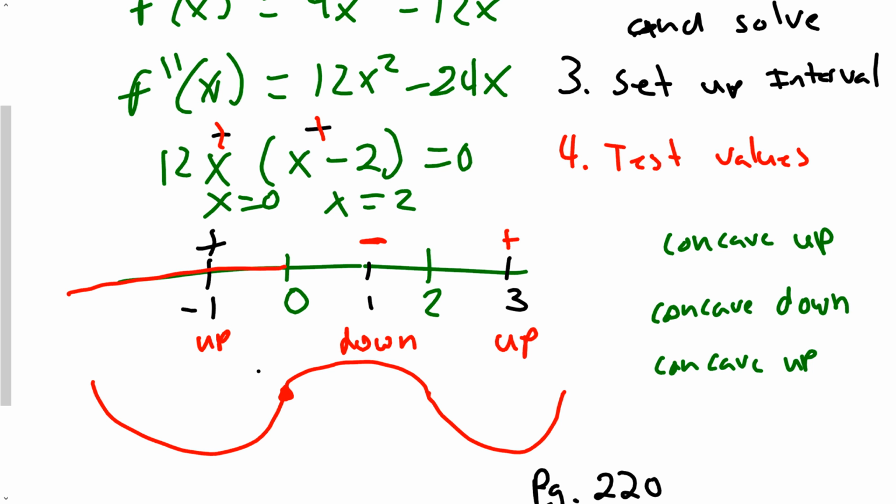But at these two x values, at 0 and at 2, I have inflection points, because I went from up to down and down to up. So these would be inflection points. And there's our concavity. Concave up, our parabola shape faces up, then down, then back up.